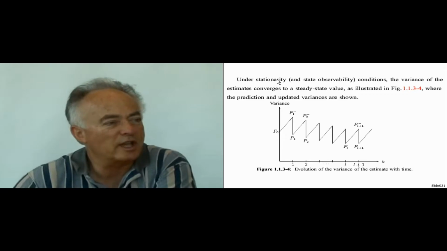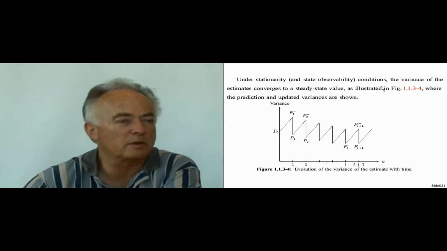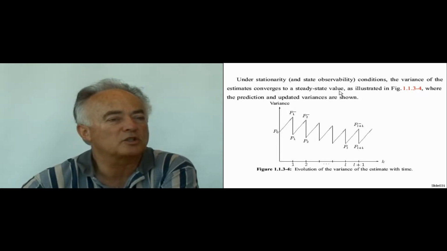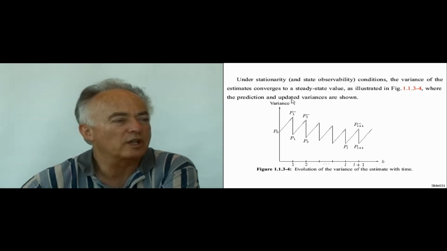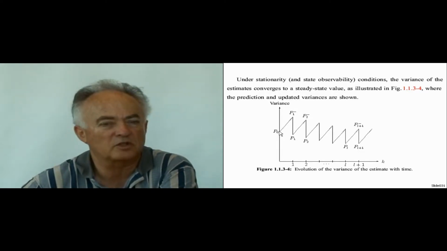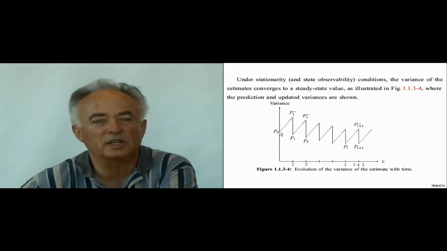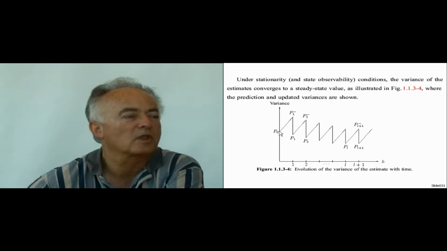Under stationarity and state observability conditions, the variance of the estimates will converge to a steady state value, as shown in this figure, where the prediction and updated variances are shown. Start with the initial variance, P0. Now it's illustrated in a scalar manner. You can consider it might be the trace of the covariance matrix.